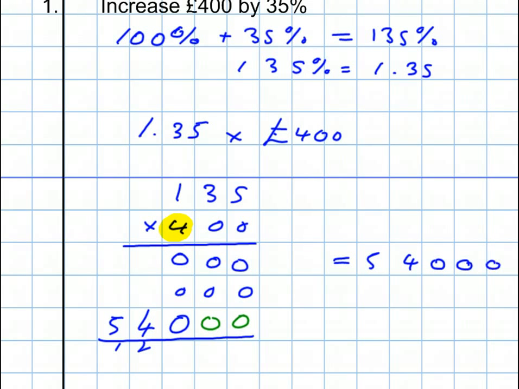But my question was 1.35 times 400, and I had 2 figures after the decimal point. So my answer needs 2 figures after the decimal point. So there's my answer, 540.00 or 540, and the units were pounds.